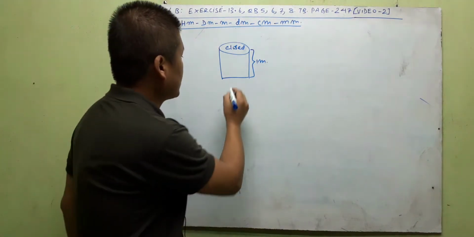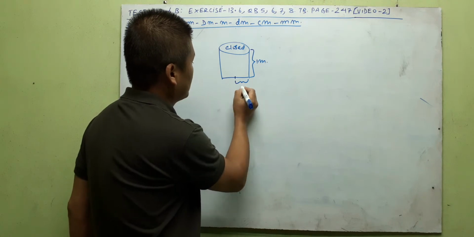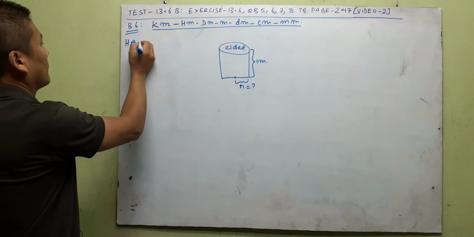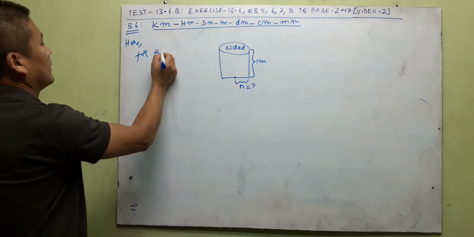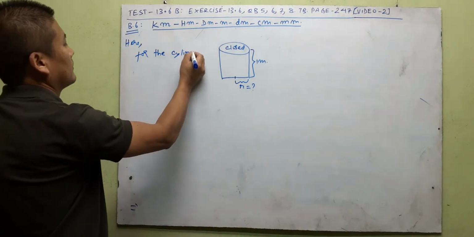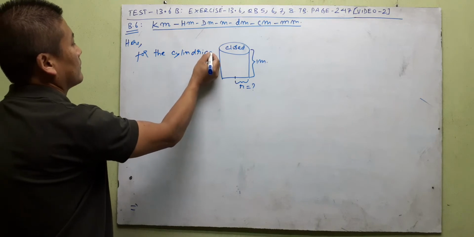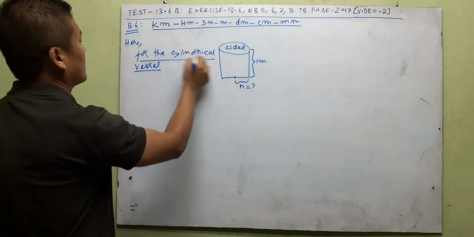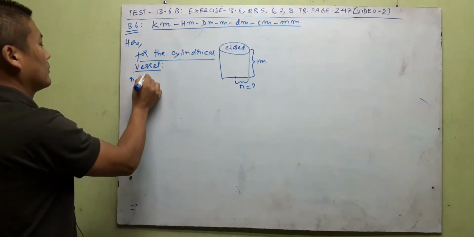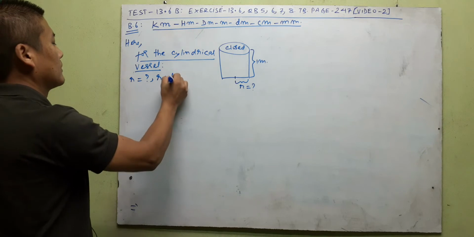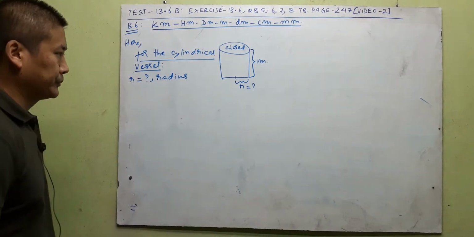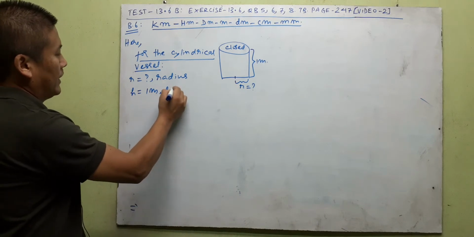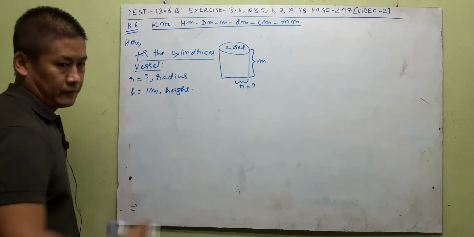The radius obviously is not given, from the middle part here to here. R is yet unknown. So for the cylindrical vessel that is with us, R is question mark, is the radius, and H is 1 meter, is the height. We have that with us.